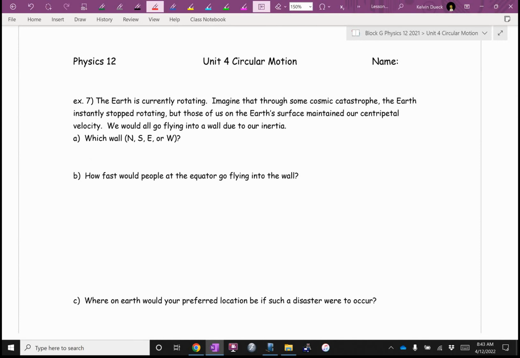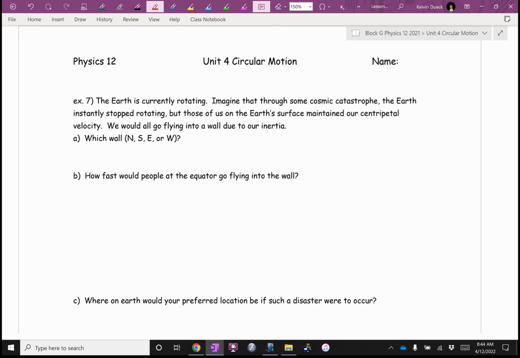The Earth is currently rotating. I'd like you to imagine that through some cosmic catastrophe, the Earth instantly stops, but all of us on the Earth's surface maintain our centripetal speed. We would go flying into a wall due to our inertia, as though you were in a car that came to a stop and you weren't wearing your seatbelts. You would just keep going in a straight line at steady speed. First question, which wall would we go flying into? The north wall, the south wall, the east wall, or the west wall?